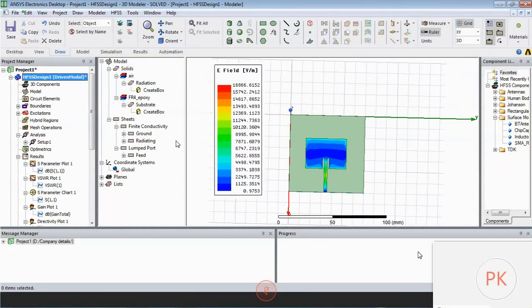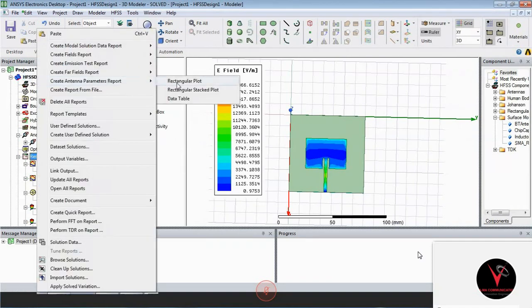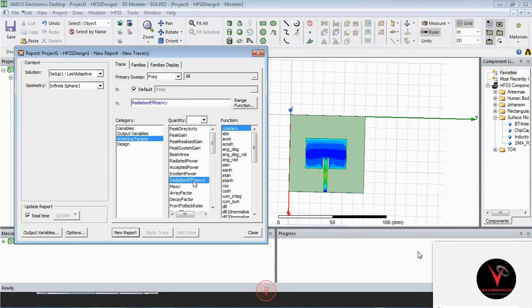Sir, how will we calculate efficiency? Yes, antenna efficiency you have to calculate in two ways. One is based upon the graphical structure. Here we have radiation efficiency, so you select radiation efficiency.